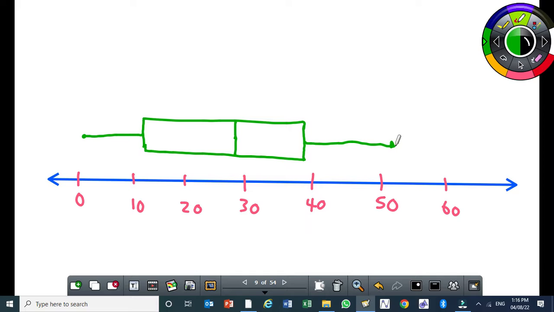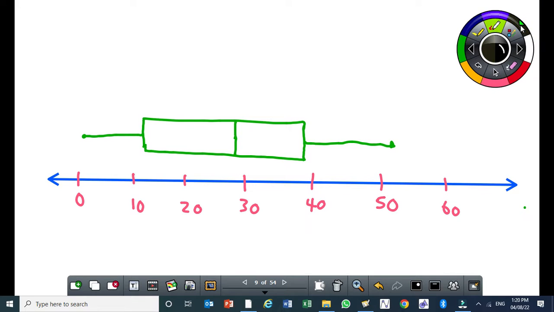Okay? Right. Listen. Okay. Let's label this box and whisker. So this is our minimum. That's Q1. That's Q2. And then we have got Q3. And then we have got our maximum. Okay? So this is the box and whisker diagram. You can get a question in your trial exam, final examination, asking you to draw a box and whisker.